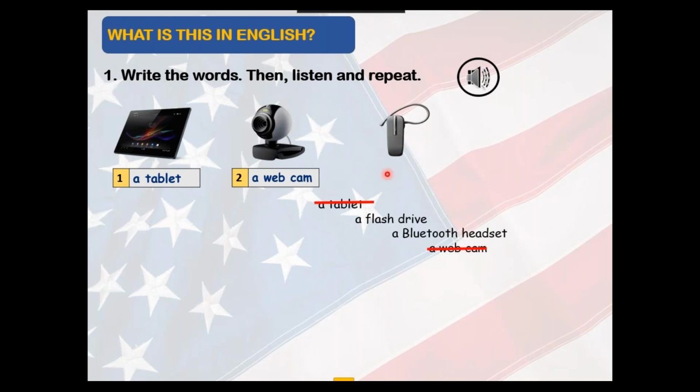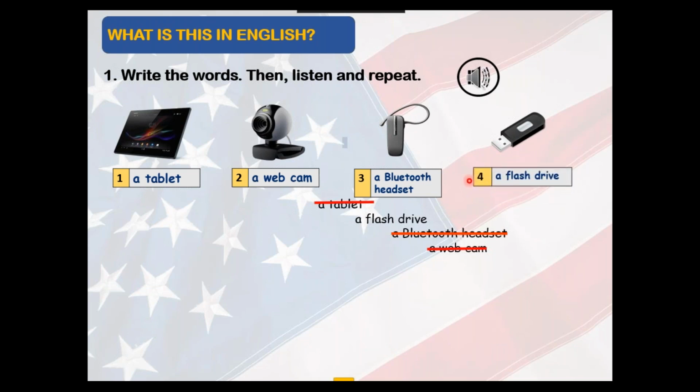Number 3. What is this in English? It is a Bluetooth headset. A Bluetooth headset. Continue. What is this in English? It is a flash drive. A flash drive. Yes, a flash drive. Excellent. Now, more objects. We have a smartwatch, a camera, a smart TV, or a cell phone.